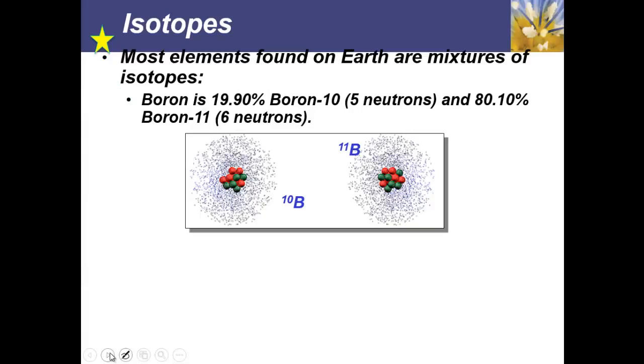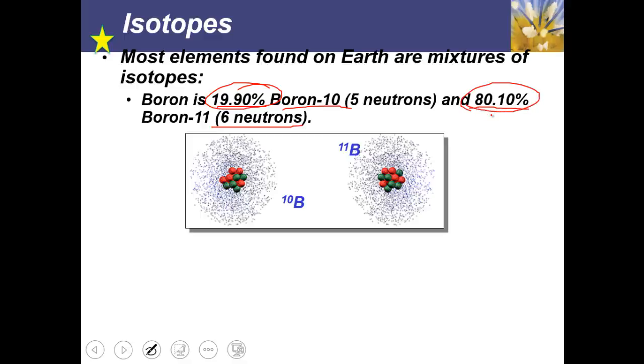Now, these isotopes have different masses of their nuclei, essentially different numbers of neutrons. It says most elements on Earth are found to be mixtures of isotopes. For example, boron is almost 20% boron-10 and about 80% boron-11. So it has 6 neutrons versus 5. This is called the percent abundance. In nature, if you're walking down the street, roughly 19.9% of the time you're going to meet boron-10, and 80.1% of the time you're going to meet boron-11.